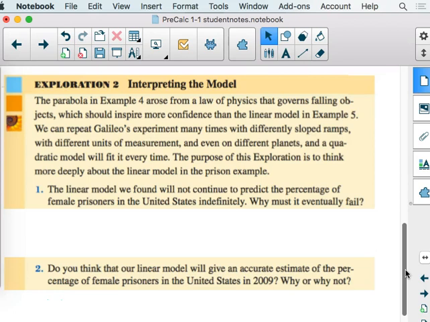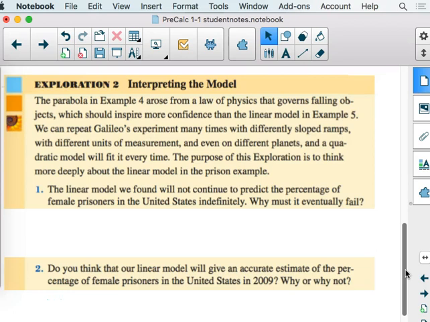The purpose of this exploration is to think more deeply about the linear model in the prison example. So when we did that, was that a good model? Was that the way to go? It says the linear model we found will not continue to predict the percentage of female prisoners in the United States indefinitely. Why must it eventually fail?